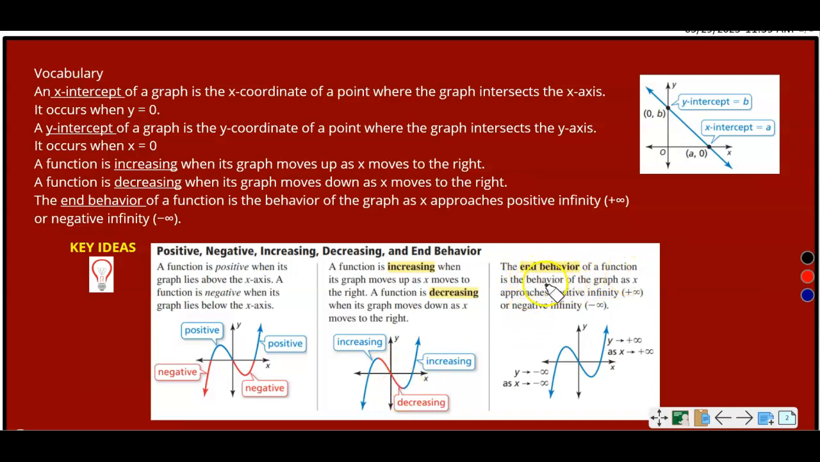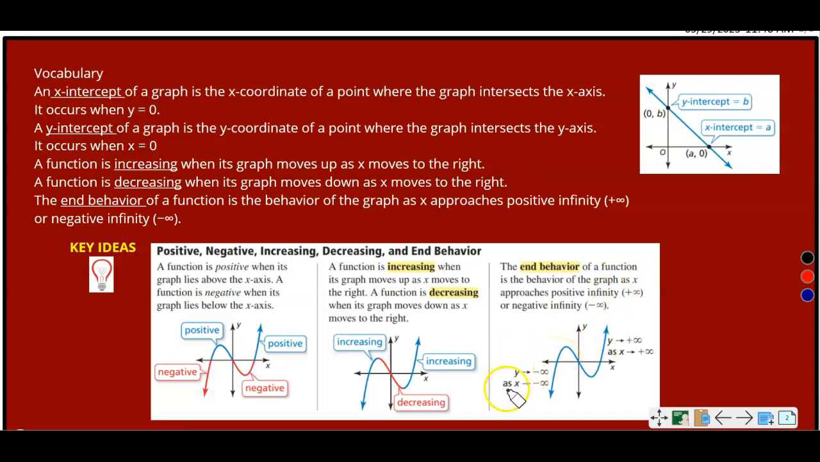All right, your end behavior talks about what happens at the end of each function. So the left side and the right side. The end behavior of a function is the behavior of the graph as x approaches positive infinity and negative infinity. Positive infinity would be this side, and negative infinity would be this side if you're talking about your x's. So as x goes to positive infinity, as x goes to the right, what happens to y? Well, in this case, it goes to positive infinity as well. You can see it's increasing with an arrow, which means it's going to continue in that direction forever.